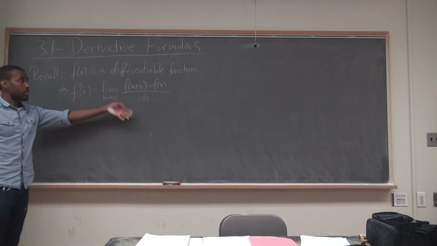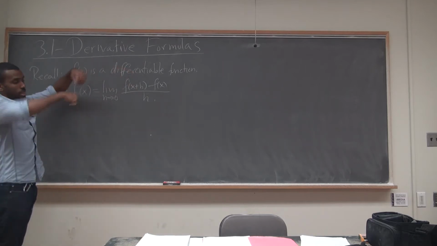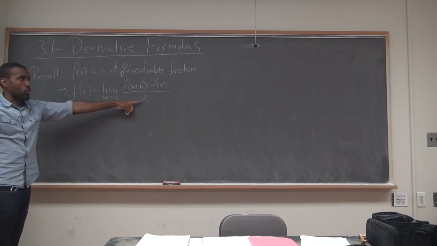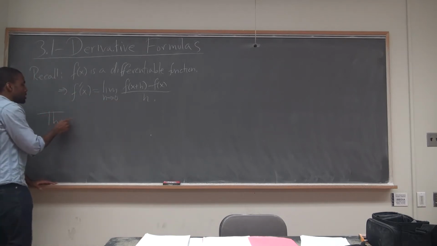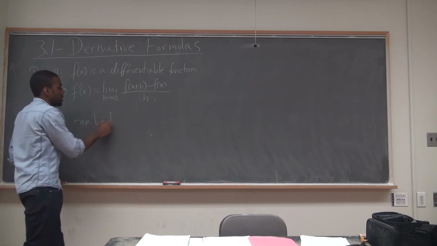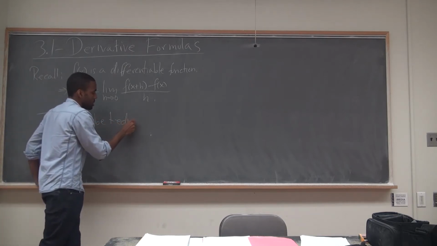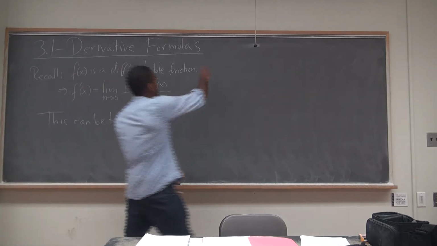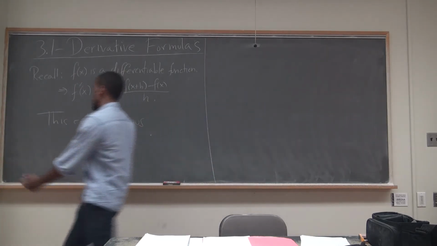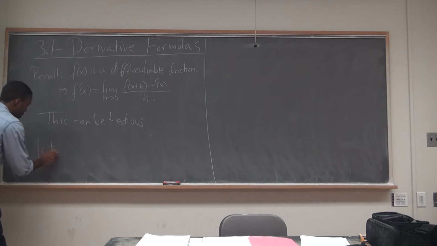It is a limit. You'd have to plug this thing in, expand or whatever, and try to figure out a way to cancel h so you can plug in h equals 0. This can be tedious. Right? You guys have done a quiz with limits on it. It's not a fun thing to do a limit sometimes. Right? And the question is, is there a shortcut?